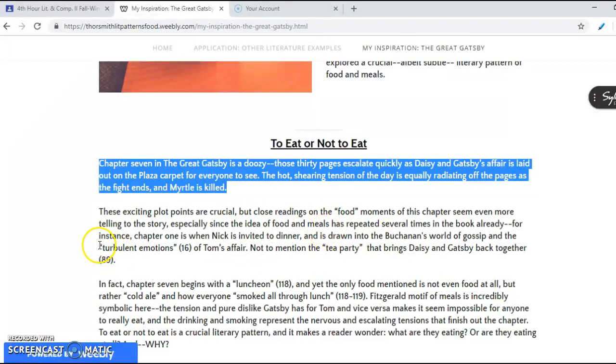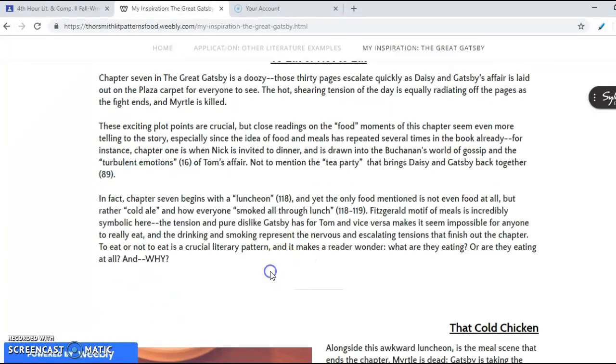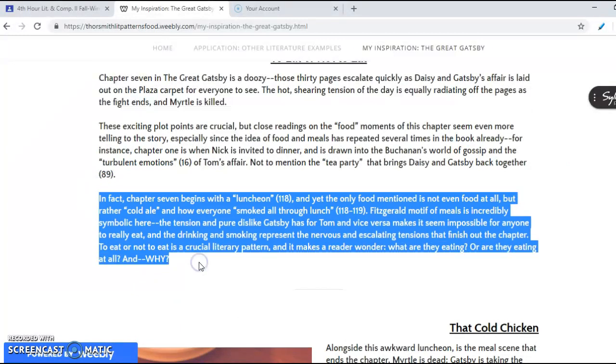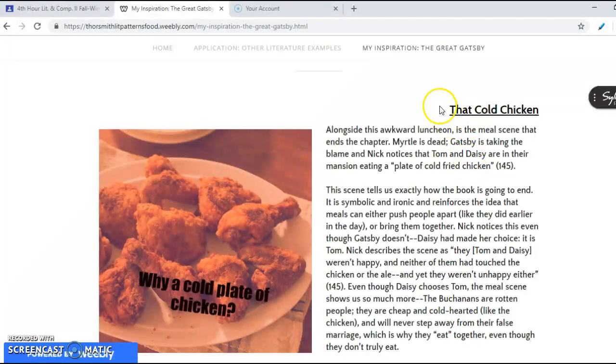You can definitely see I'm using quote integration, and I'm being very stylish about my quote integration. And then I go into my first big analysis point, which is the chapter 7 analysis. And I really illustrate why food is important and what it means in relationship to the book and The Great Gatsby. My second analysis point, also from chapter 7, but it kind of builds off of characterization too.